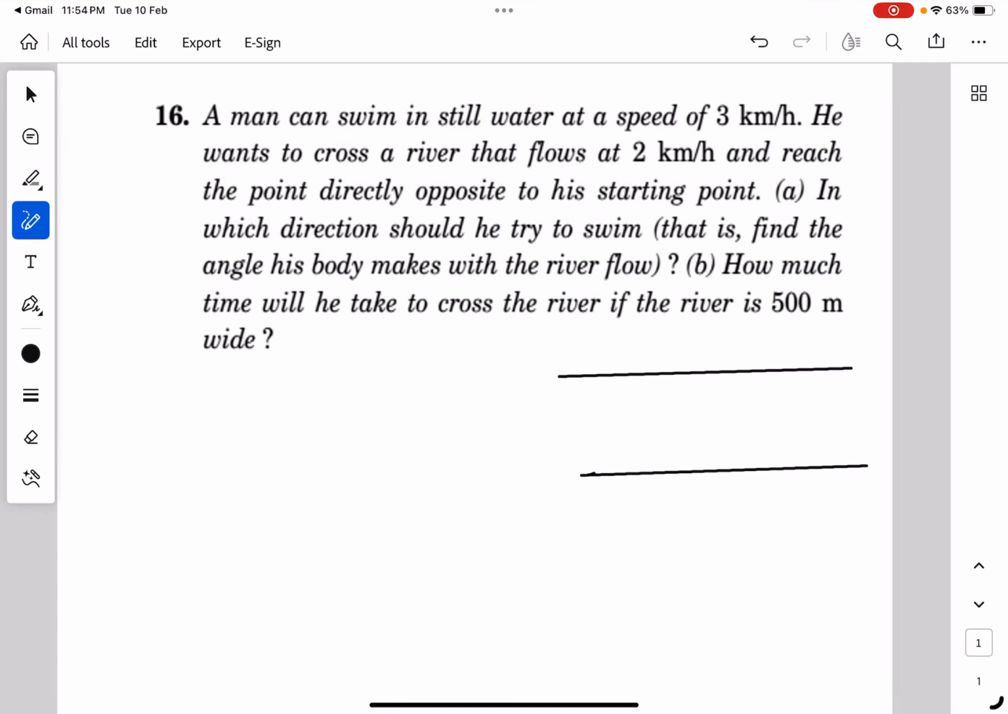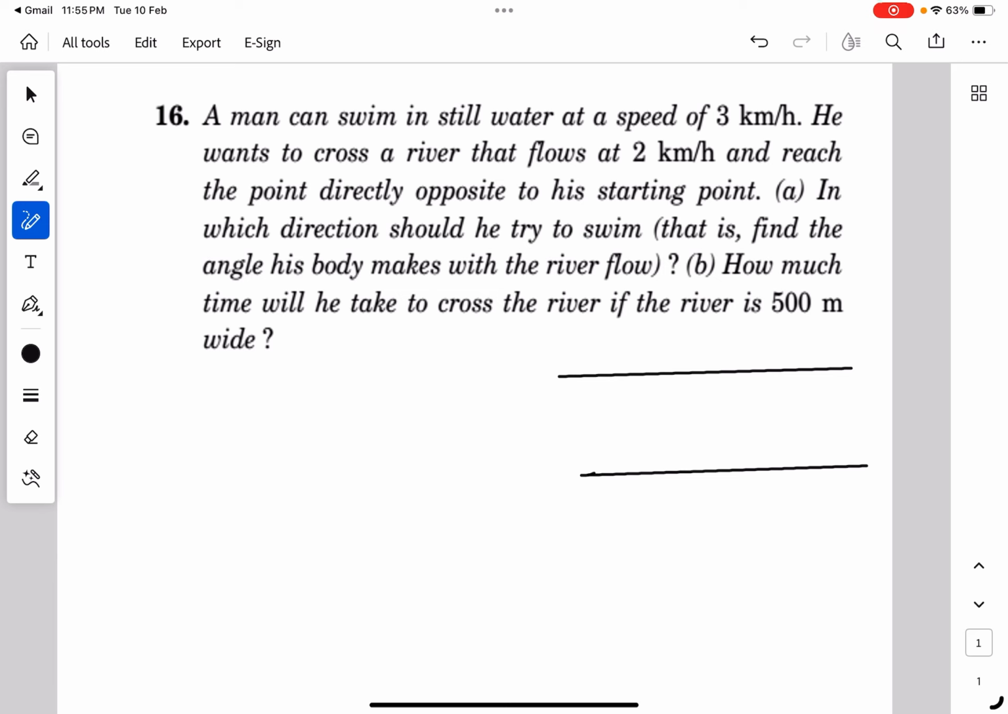Hello students, let's take up a question on relative motion. A man can swim in still water at a speed of 3 km per hour. The speed in still water is same as speed with respect to river or speed with respect to water.